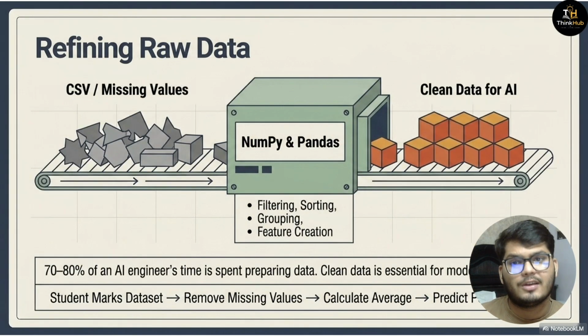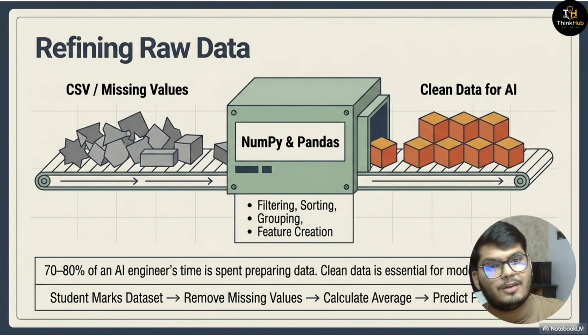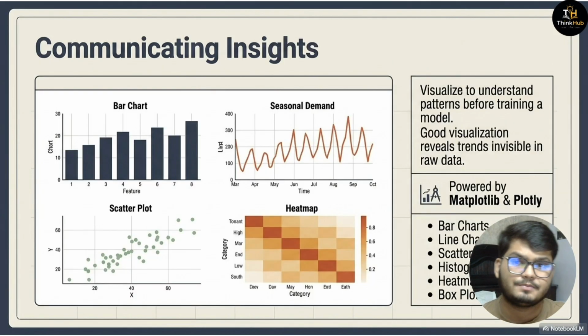And then refining raw data: if you have missing data, then this chain can convert it with NumPy and Pandas into clean data for AI.